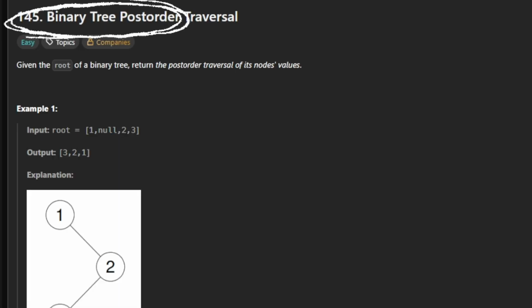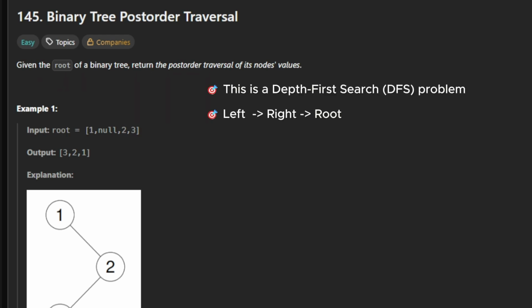We also solve LeetCode 145, binary tree post-order traversal. This traversal explores both children fully before visiting the parent. This makes it unique and powerful in some use cases. Given the root of a binary tree, return the post-order traversal of its nodes. That means left, right, root.